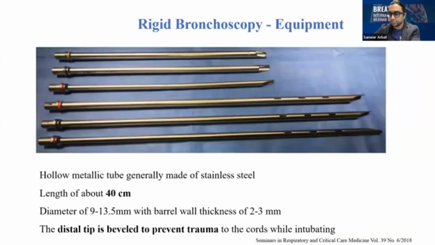Basically, rigid bronchoscopes are nothing but hollow metallic tubes made of stainless steel. They are about 40 centimeters in length, with a diameter which varies between 9 to 13.5 millimeters and a barrel thickness of around 2 to 3 millimeters. The important thing is that the distal tip is beveled, and this helps to prevent trauma to the vocal cords while intubating.